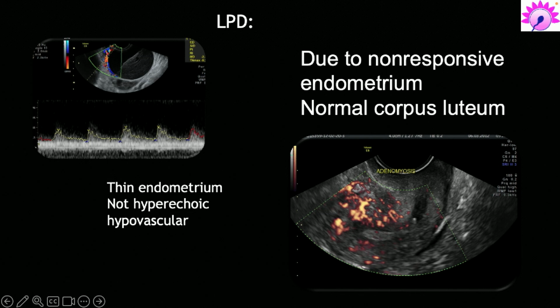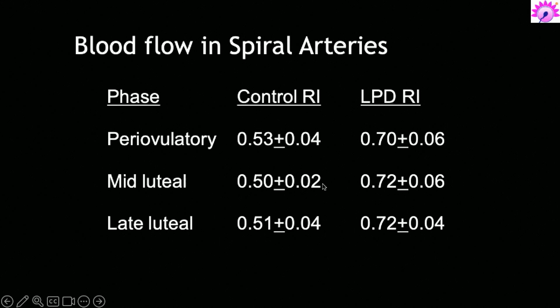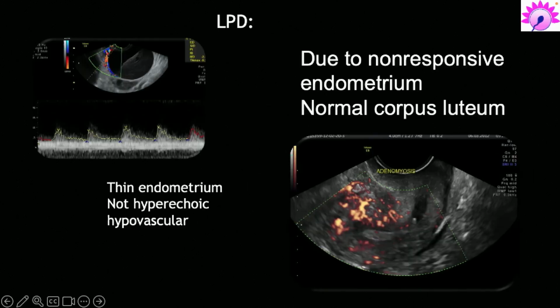If I say scanty flow and high resistance flow, there is a table which shows the normal spiral artery RI in the mid-luteal phase, and the gradient between the two in cases of LPD. That means you get a very high resistance flow because the progesterone is not being perceived by the endometrium. If this is the case, what is the reason?